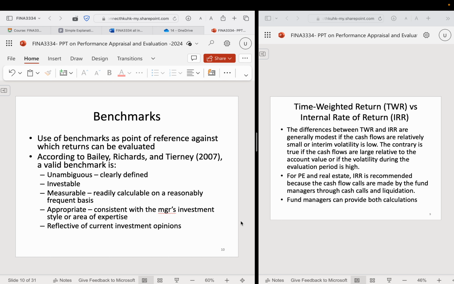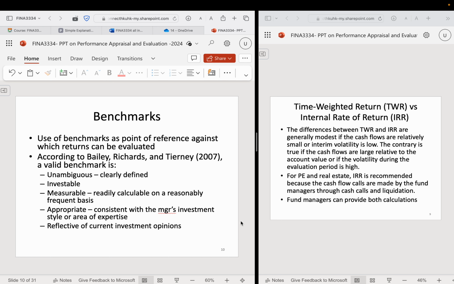The benchmark must be unambiguous. It's very clearly defined, so it is very straightforward, with no ambiguity. Is it investable? Later we'll talk about whether it's investable or not. Sometimes you still use some uninvestable benchmark, but as a reference, and then it's not a benchmark, it's a reference. If it is investable, that means you can invest in that specific benchmark or something similar.